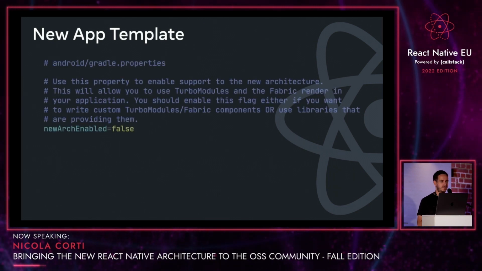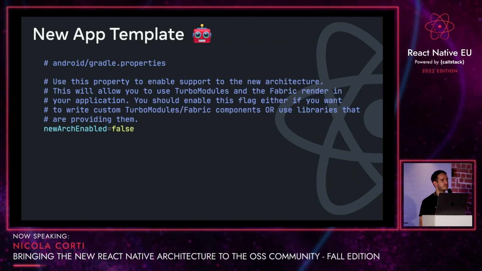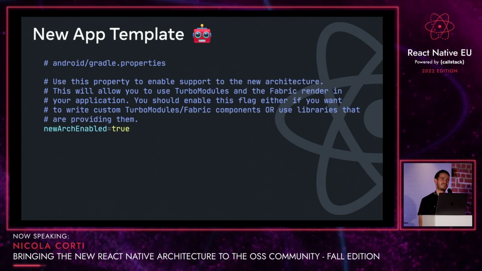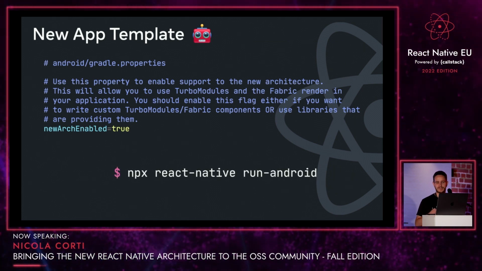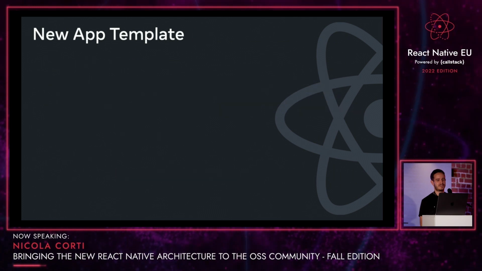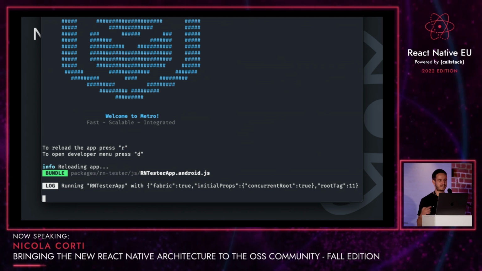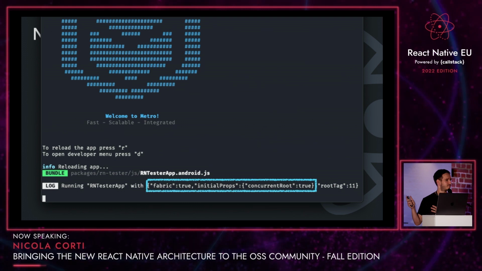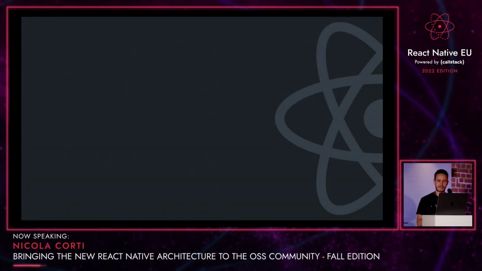On Android, the experience is similar. We do have a file called gradle.properties, which contains a property called newArchEnabled, which is set to false by default for now. You can just change it to true and run it with react-native run-android. To be sure that everything is running fine, Metro will tell you the starting parameters, and you will see that Fabric is set to true and concurrentRoot is set to true. So this means things got passed by, the renderer got it, and yeah, the magic is happening.